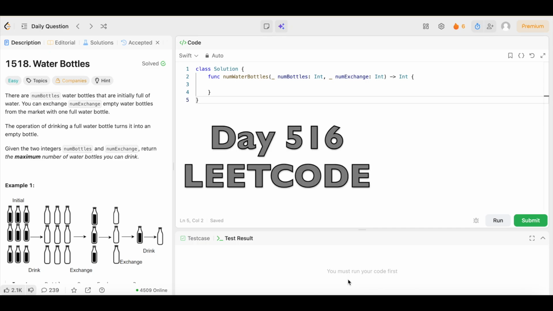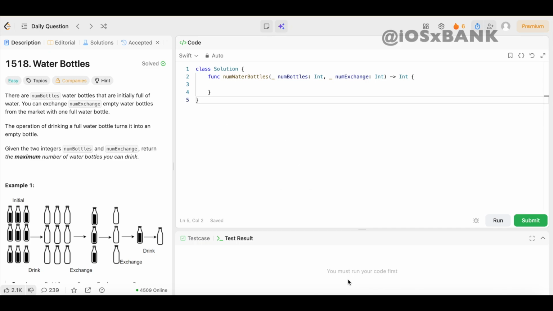Day 516 of doing a LeetCode problem every day until I get a job. All right, y'all, we're back again. Another day, another LeetCode problem where we're doing daily LeetCode problems.